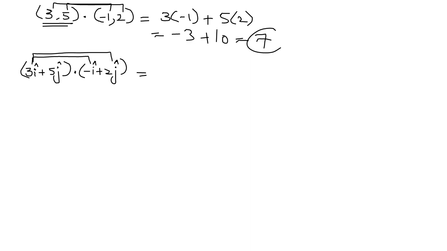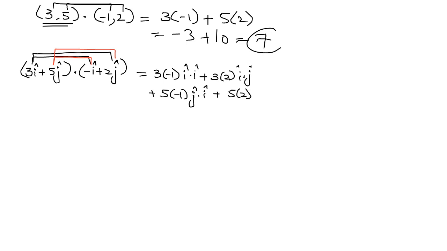Similarly, you have second with the first term, and second with the second term. So 3 multiplied by -1, i dot i. Similarly, 3 multiplied by 2, i dot j, plus 5 multiplied by -1, j dot i, and similarly 5 multiplied by 2, j dot j. i, j, and k are unit vectors, I told you before.